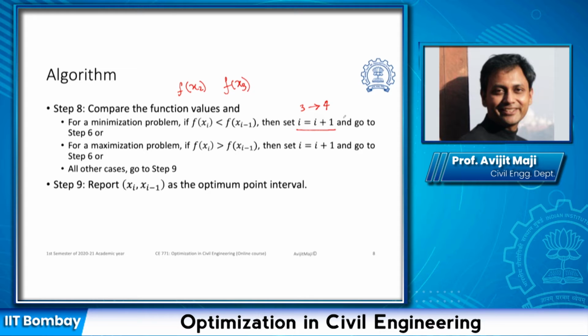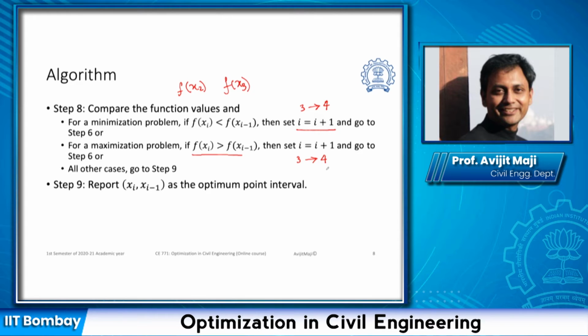And then again go back to step 6, where we'll be in iteration number 3. If it is a maximization problem, that means at the new point our function value are expected to be increasing, and if it is so, we are again increasing our iteration number, or our I value, from 3 to 4.